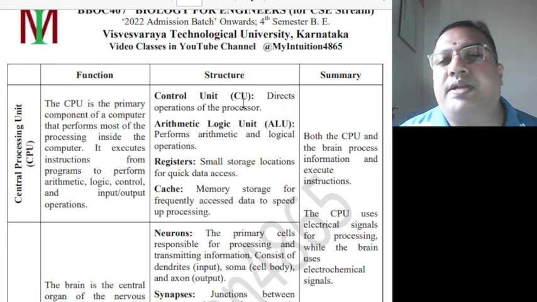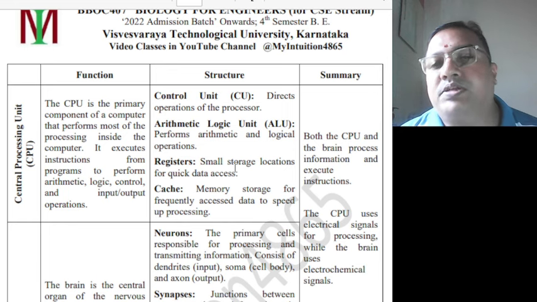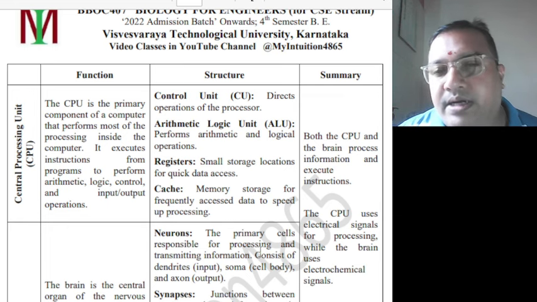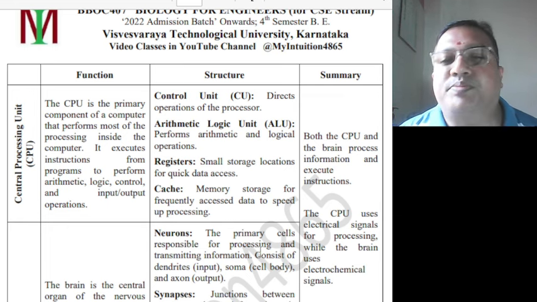Okay, so the control unit, CU, directly operates the processes. The arithmetic logic unit, ALU, performs the arithmetic and logical operations. Registers are small storage locations for quick data access, and cache is the memory storage for frequently accessed data to speed up processing.